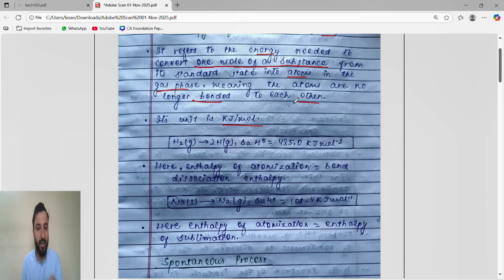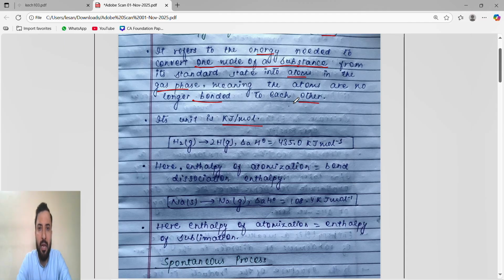Most students think that enthalpy of atomization means we have to form the atoms from molecules. We will break the molecules and we will get atoms. So when atoms are no longer bonded to each other, it means atoms are separate, because atoms will bond and make molecules. So most students think that we are using the energy required to break the bonds of molecules into atoms. So it is called bond dissociation enthalpy, right?